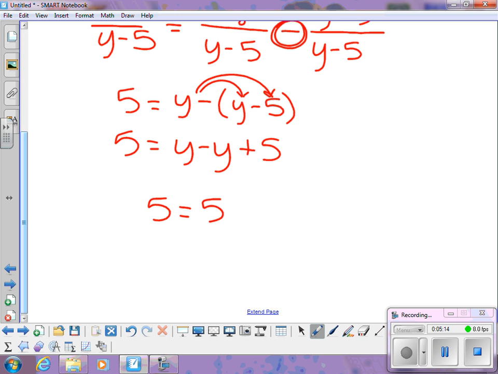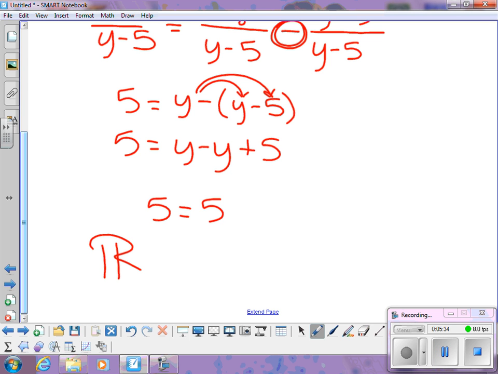So how many of y'all put all real numbers? How many of you put all real numbers? Did you even do this problem? You just put 5 equals 5? Yeah, when you get something equals something and it's true, you're supposed to put all reals. If I would have got something that said 5 equals 0, is that true? No, so you put no solution.